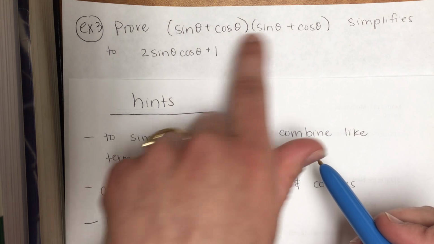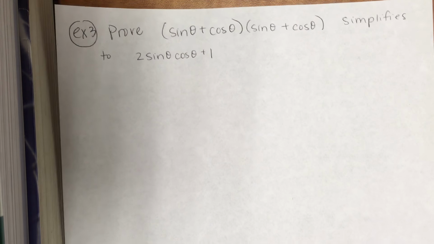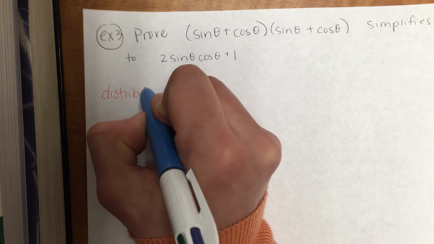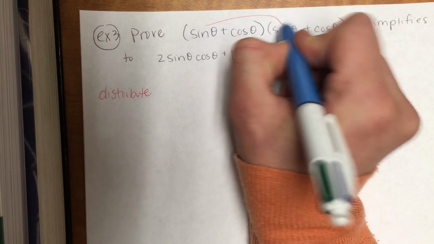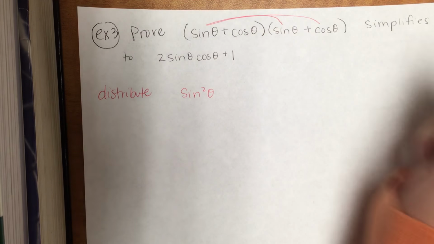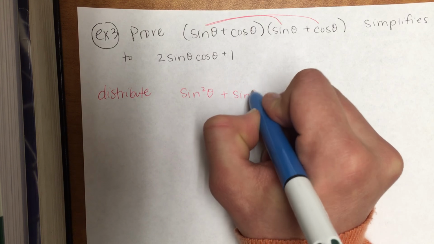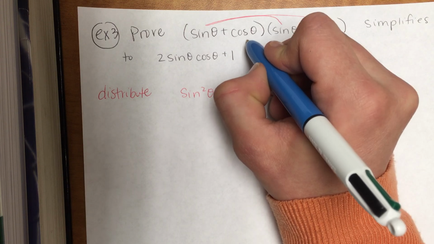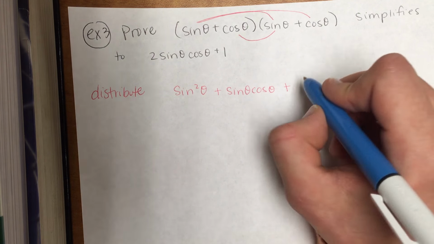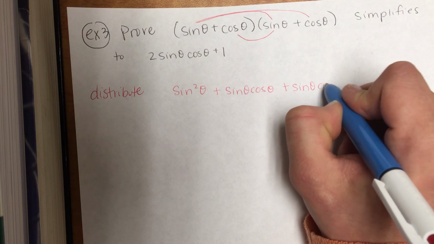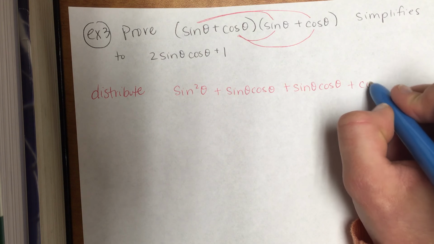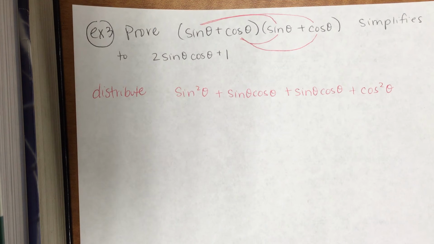simplify. So let's distribute this first thing. I hate parentheses, so let's get rid of them. So what is this called? Distribute. Remember, write out your steps. So sine times sine is sine squared theta. Sine theta times cosine theta is sine theta cosine theta. Cosine times sine, you can write it as cosine theta sine theta, or you can write it as sine theta cosine theta. And then cosine times cosine is cosine squared theta.